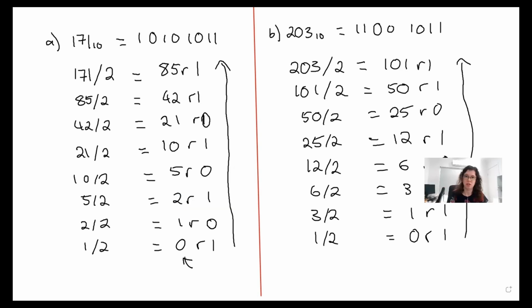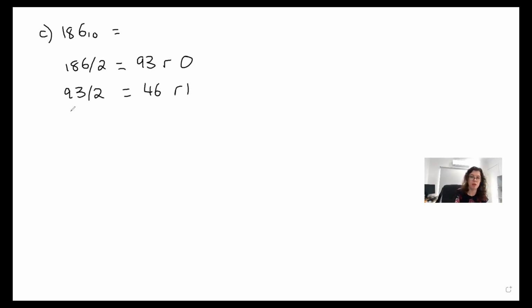So I'll clear this now and do the last one. The last one is 186. So again, just start the process of dividing by the base. 186 divided by 2 gives us 93 remainder 0. 93 divided by 2 is equal to 46 remainder 1. 46 divided by 2 gives us 23 remainder 1. 23 divided by 2 gives us 11 remainder 1.